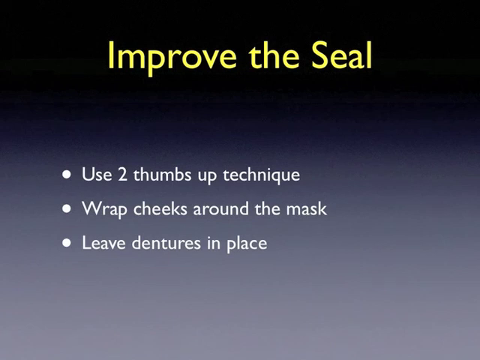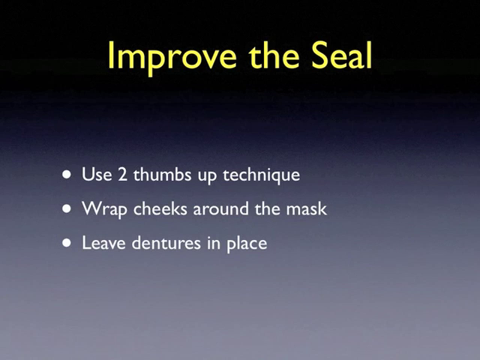Let's talk briefly about improving the seal on the mask. We'll talk about the two thumbs up technique and watch a video here shortly. If the patient has extra soft tissue around the face, you can consider taking their cheeks and wrapping them up around the mask to help improve the seal. And in this case, you want to leave dentures in place. So dentures in for bagging, dentures out for intubation. The dentures help to improve the mask seal by giving an extra set of resistance for the mask to lean upon, as opposed to the patient's gums and soft tissue.